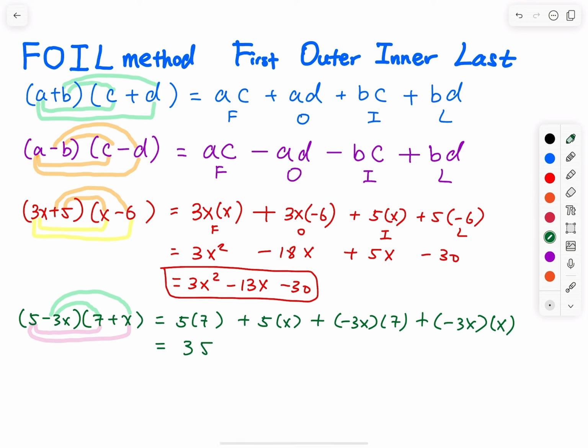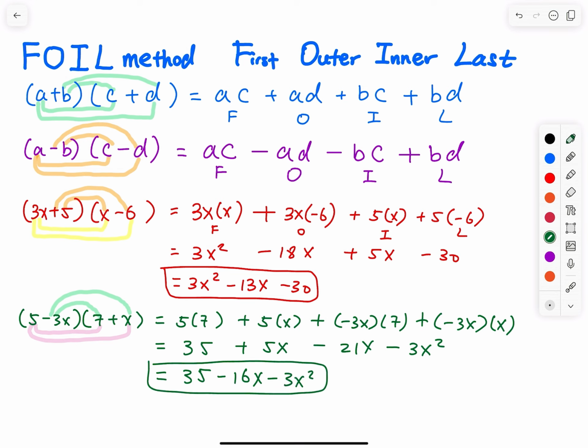35 plus 5x minus 21x minus 3x squared. Negative 5 minus 21. You know what? You can just leave it like that. So 35 minus 16x minus 3x squared. I am totally fine with that.